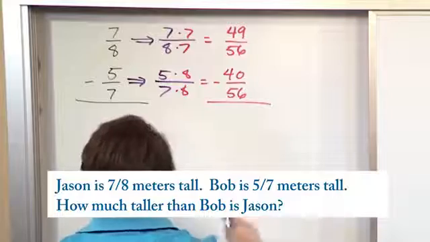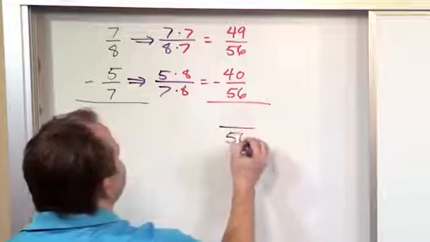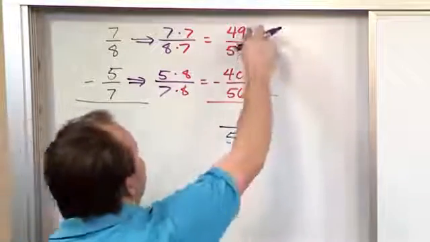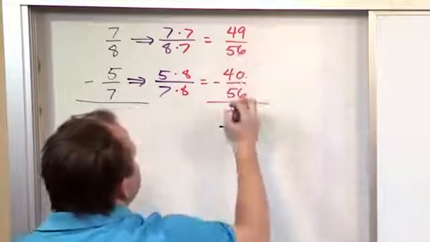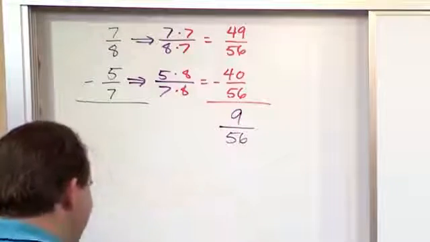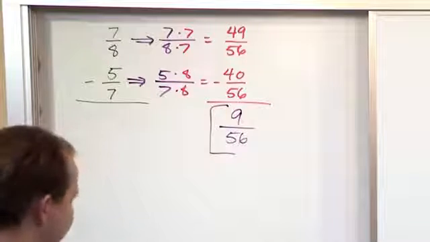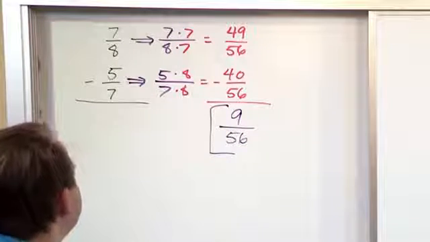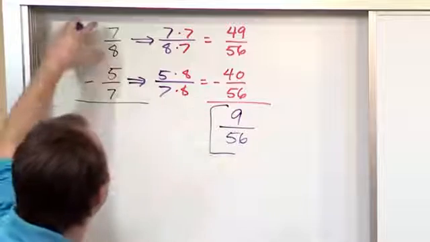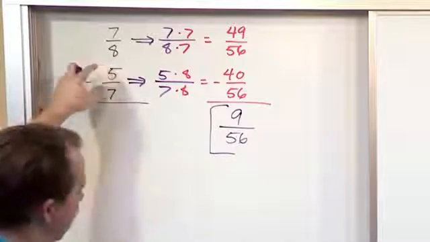So now that I have this common denominator, I just keep it in my answer, 56, and then I have 49 minus 40, which is going to give me 9. And the answer is 9/56. It's a weird looking fraction, but I can't really simplify that anymore. 9/56 of a meter. That's how much taller Jason is, from the other guy, which was named Bob.